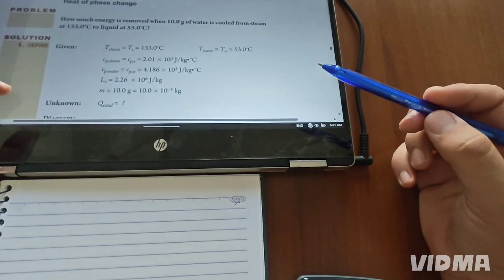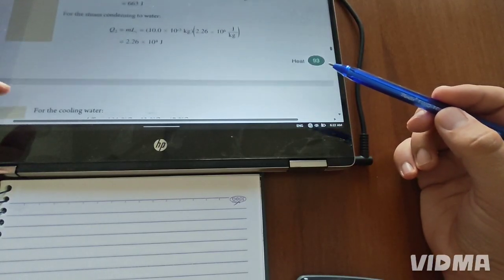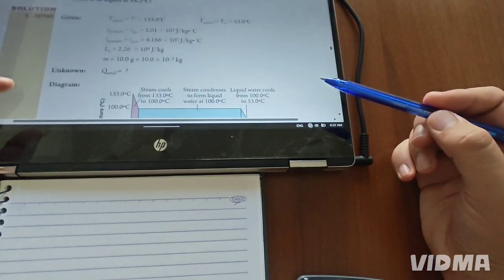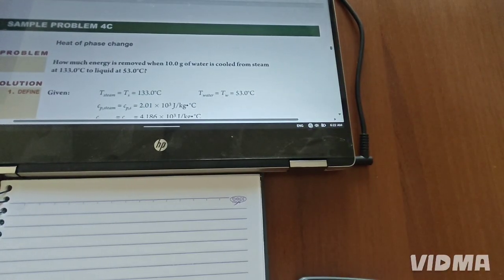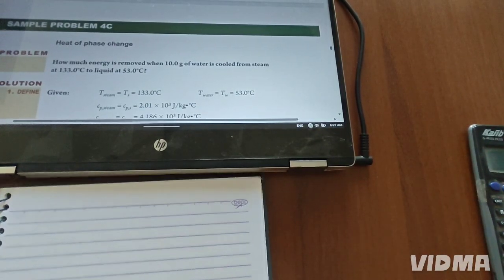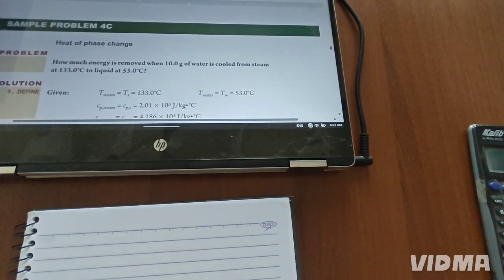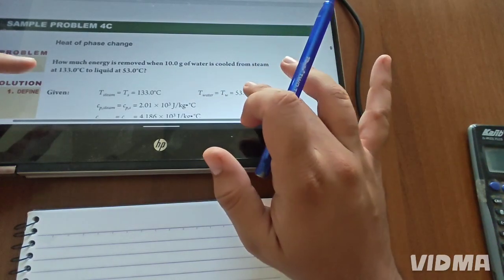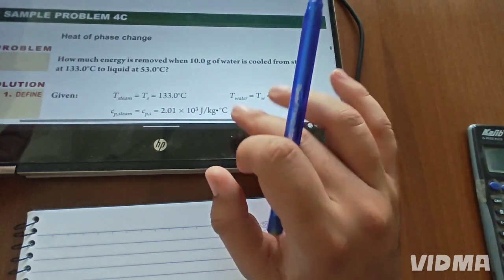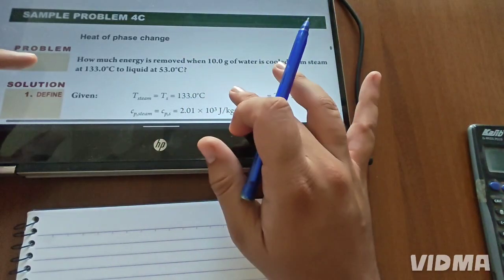So now we reach page 93. Now we have solving examples about latent heat. So now be with me, inshallah. We are trying to finish chapter 4 today. Today's lesson, we have solving exercises about latent heat. So be with me please to solve the first sample problem.